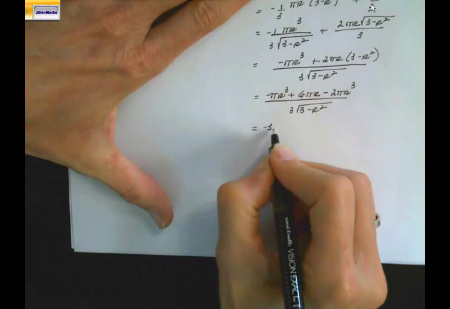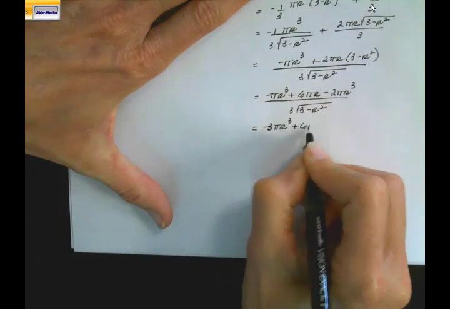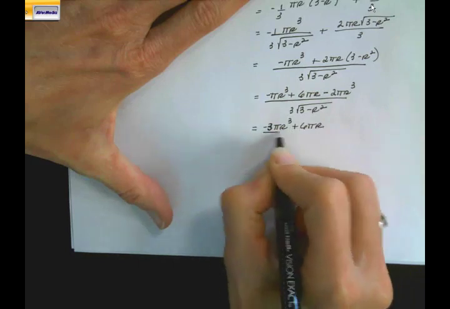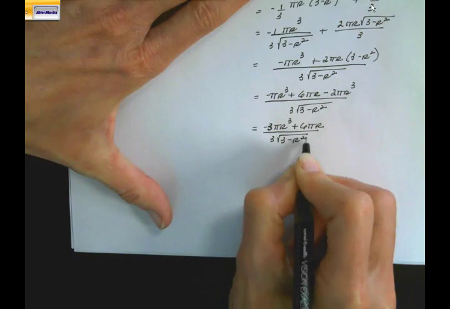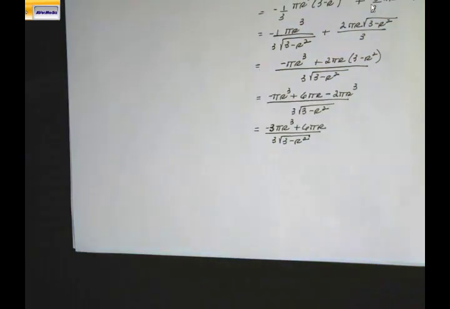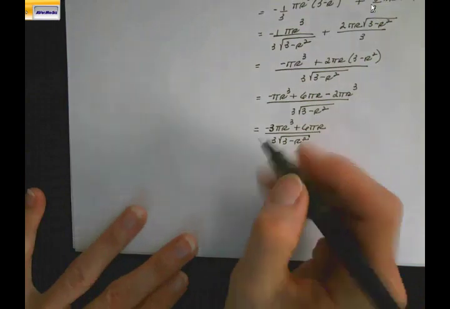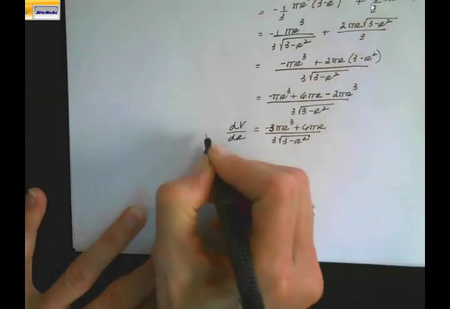So this is a negative 3 pi r cubed plus a 6 pi r all over 3 times the square root of 3 minus r squared. That, my friends, is the first derivative, right? That's dV/dr, or V prime.